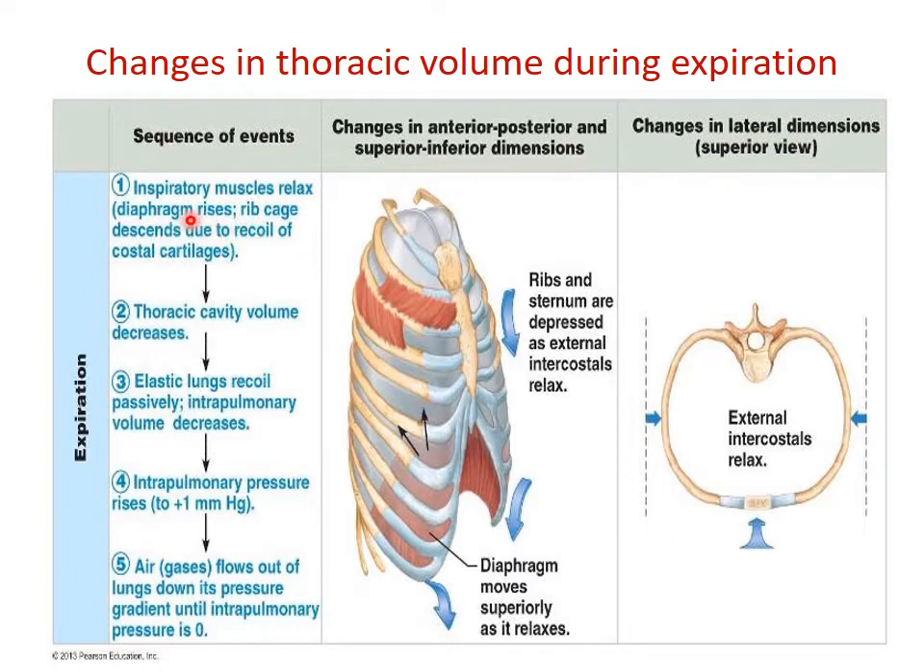So you can see that the inspiratory muscles relax, the diaphragm rises, the rib cage will recoil back, and then finally the thoracic cavity volume decreases, elastic recoil passively increases, the intrapulmonary volume decreases, then intrapulmonary pressure rises. So pressure inside the thoracic cavity increases. As a result, according to the diffusion of gases, air will flow from the lungs down its pressure gradient.